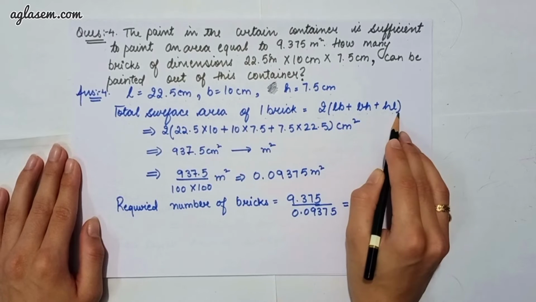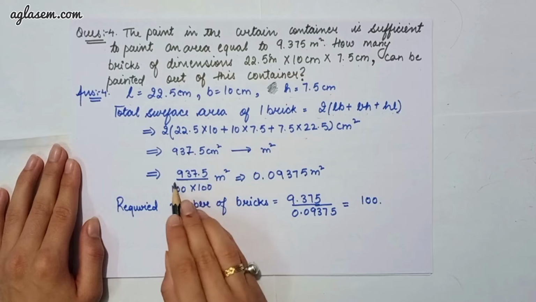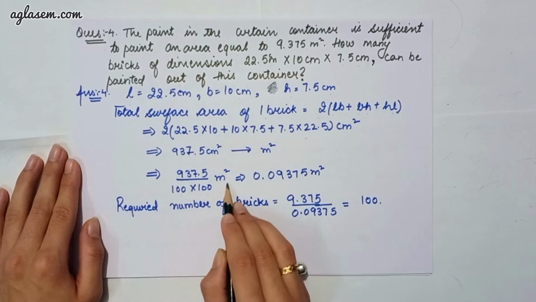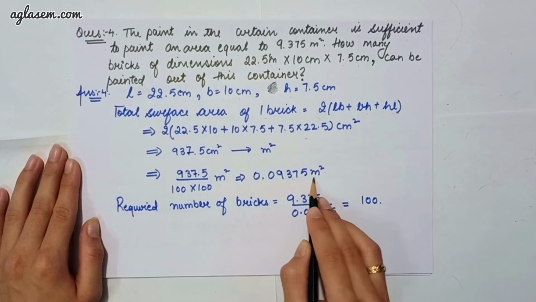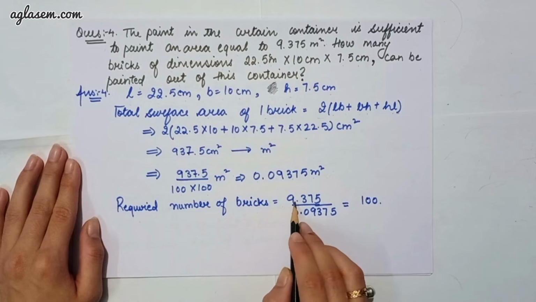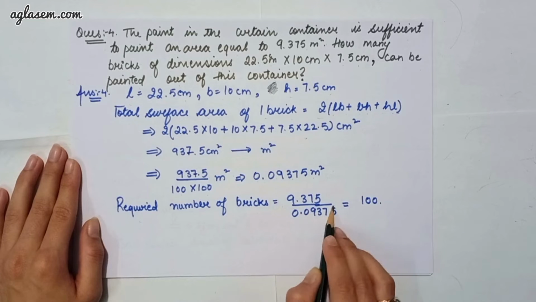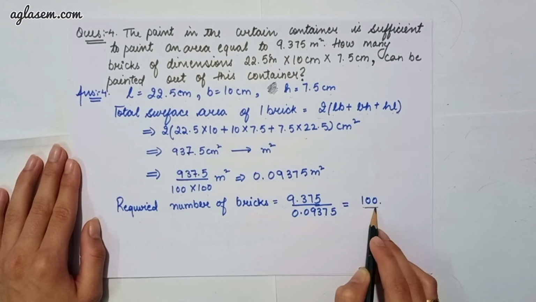So by applying the values, we will get 937.5 divided by 100 into 100 meters square, which will give you 0.09375 meters square. So the required number of bricks equals 9.375 divided by 0.09375, which will give you 100.